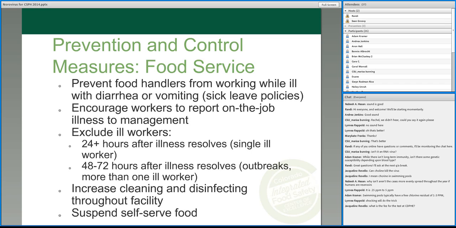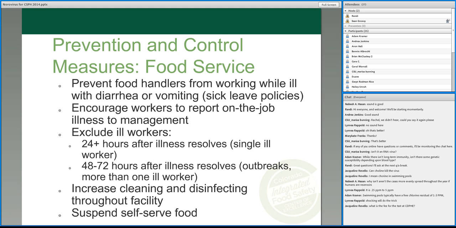The next control measures are about food service. It's important to note that this is anywhere that there's a kitchen. Often we think about this in restaurants, but this is also in long-term care facilities and school cafeterias. Some childcares have kitchens on site and prepare food for the children. So anytime you have food service happening, it's really important to prevent food handlers from working while they're ill with diarrhea and vomiting. And this is where sick leave policies are really important.